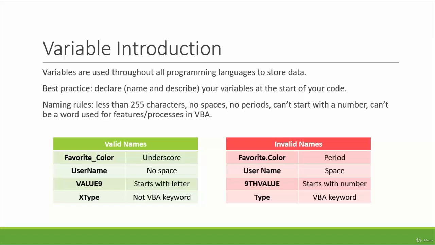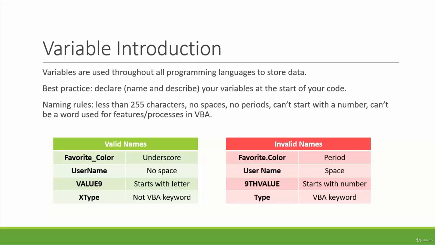Lastly, Type is a word in VBA that is used to declare data types for various items. Because Type has an action and feature already associated with it, we can't use Type as a variable name. However, if we change that up a little bit and we put an X or something in front of the word type, it becomes a valid variable name.